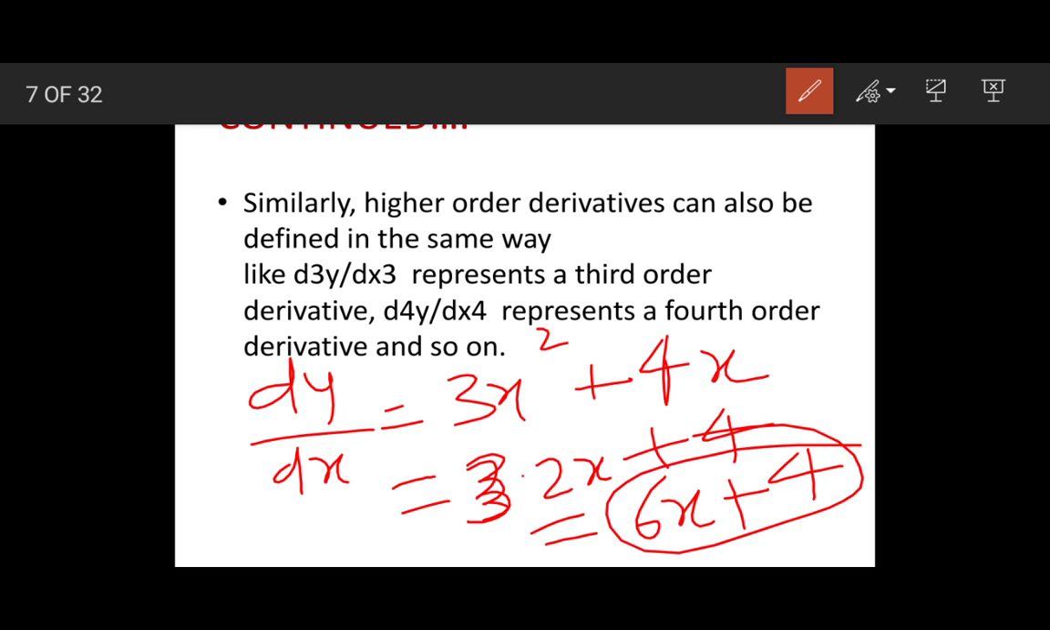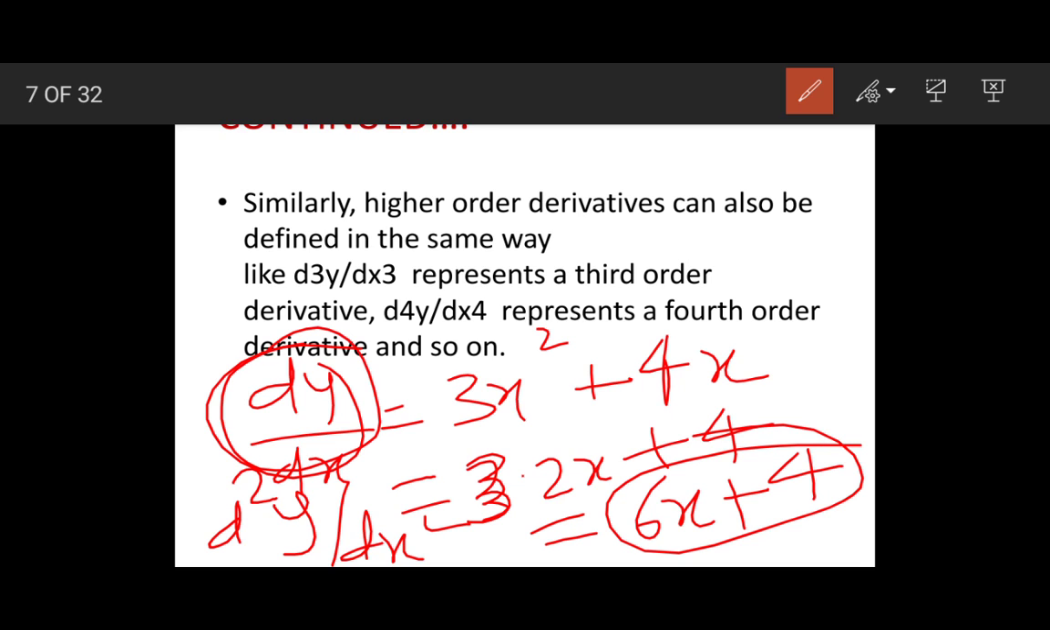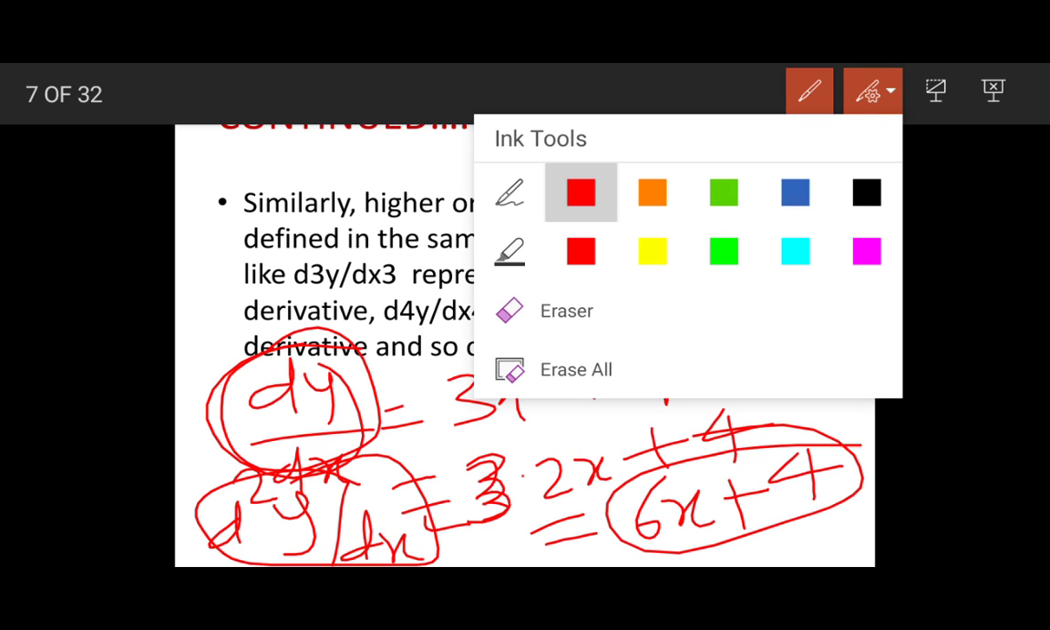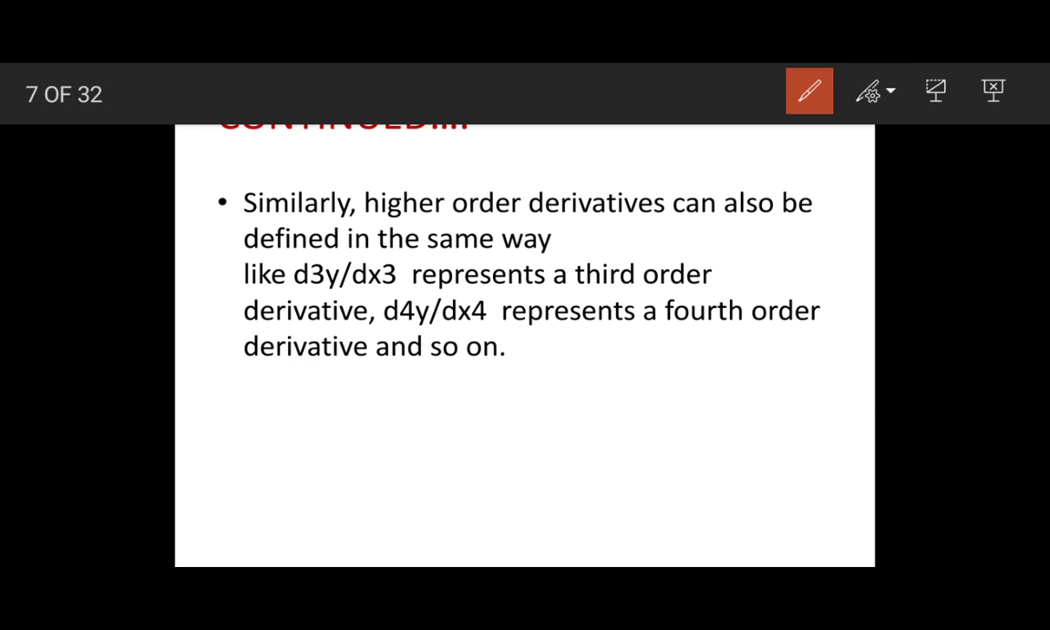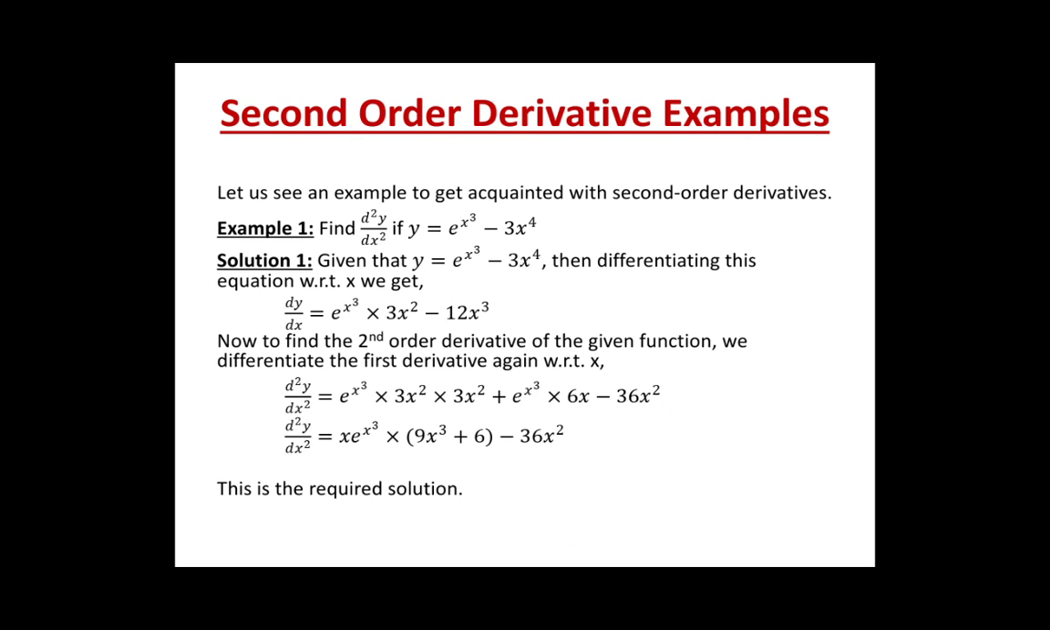And this is the derivative of this dy upon dx, which we are going to represent as this second order derivative, d2y upon dx square. Okay, so when we are differentiating the first order derivative with respect to x, we get d2y upon dx square, which is known as a second order derivative. Okay, so let's see a second order derivative example.